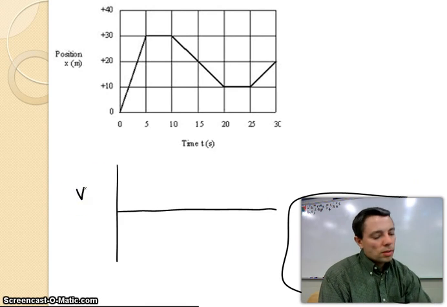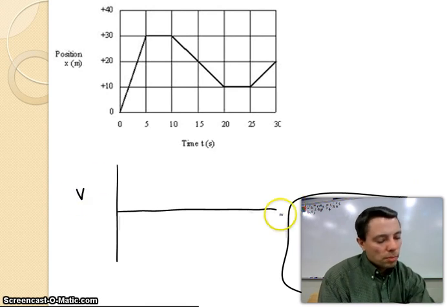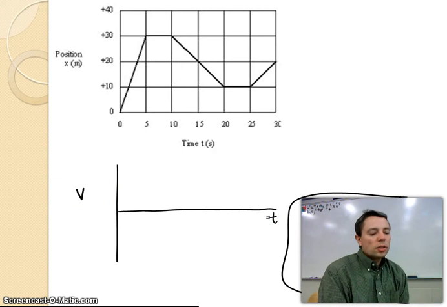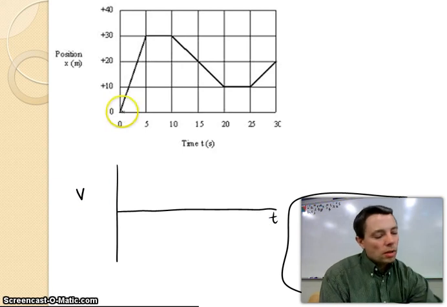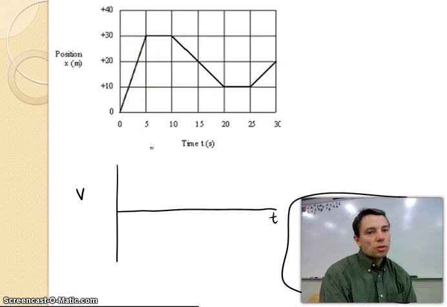This is my velocity, this is going to be my time, and I'm going to look at each of these and try to figure out what would be my velocity under each case. Because again, under a position time graph here, I'm changing my position with respect to time, and so there's a slope, and that slope should represent the velocity.